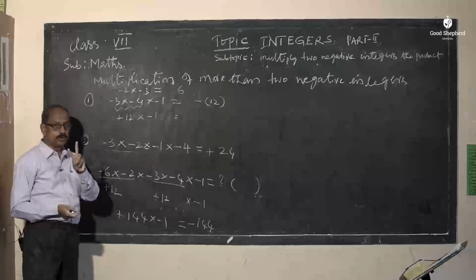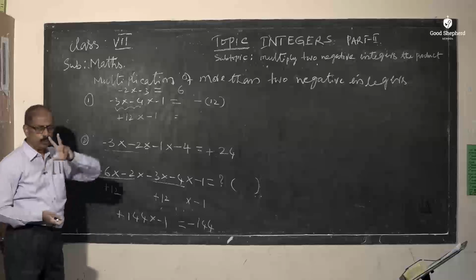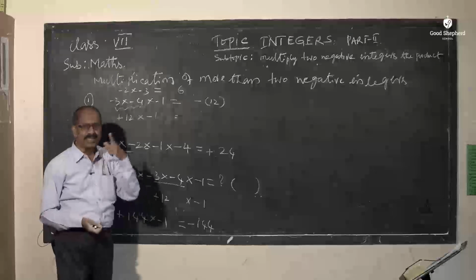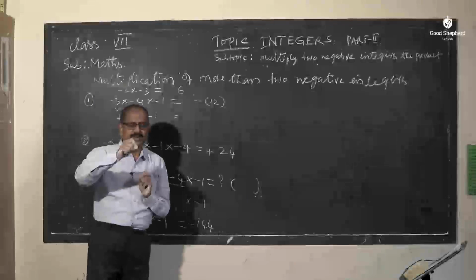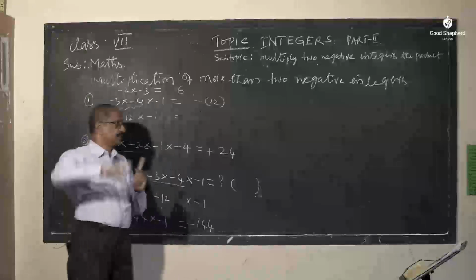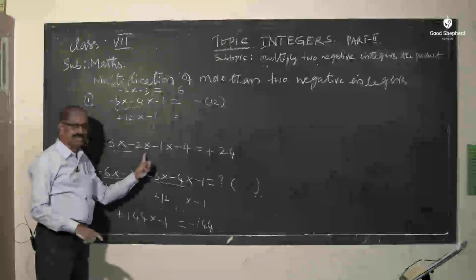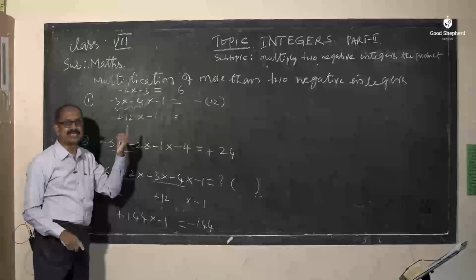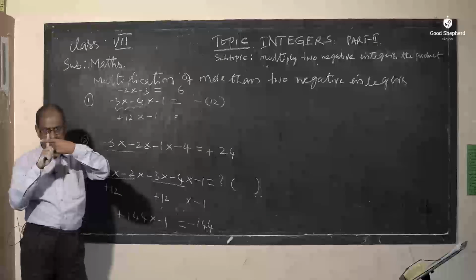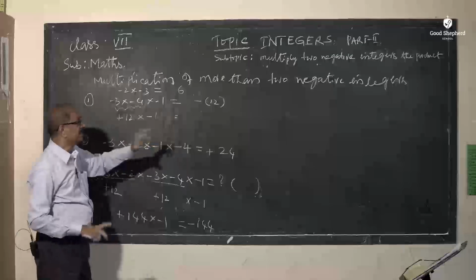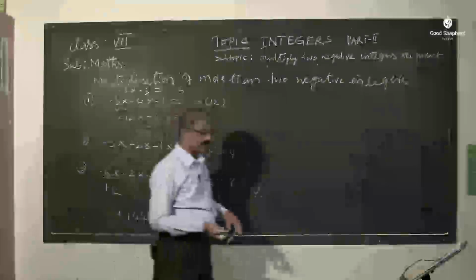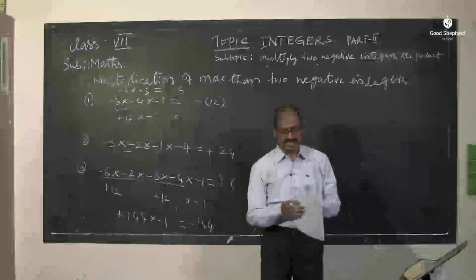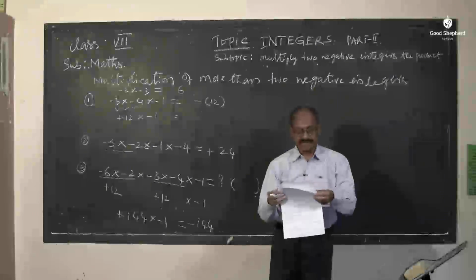So the product of two negatives is positive, both positive is a positive sign, and if one is positive and one is negative, the product is always a negative sign. So if an odd number of negative signs are there, it becomes negative. If an even number of negative signs are there, it becomes a positive sign. Got the idea? So if there are more negative integers in the given problem, this is how we make the product of the integers, that we observe.